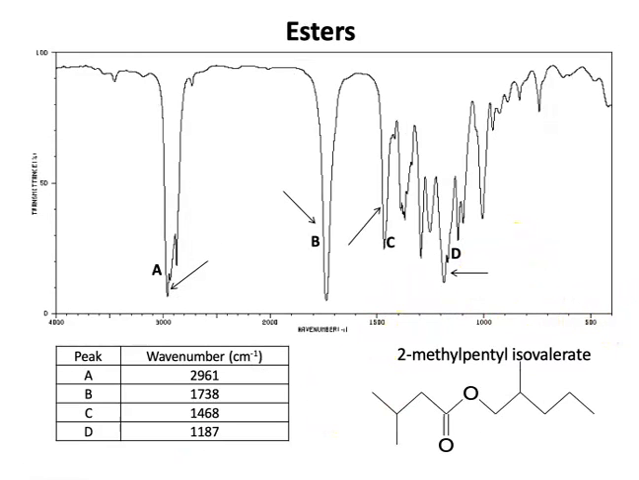Other fun functional groups to drone at you about. Well, an ester. There's my carbonyl. And look, there's my carbonyl, at about 1730 or something like that.